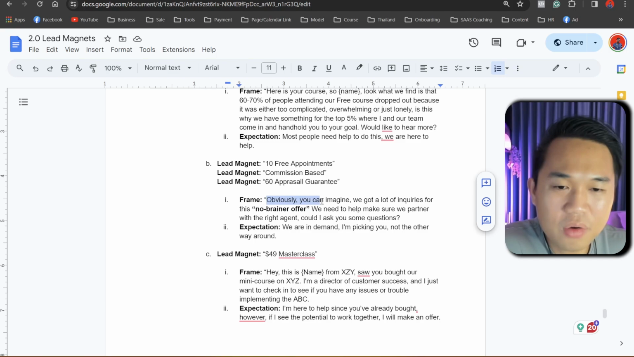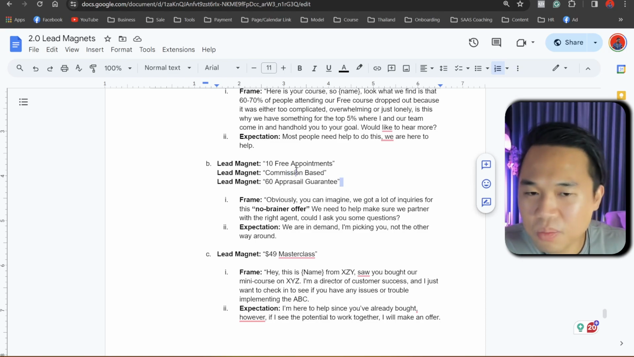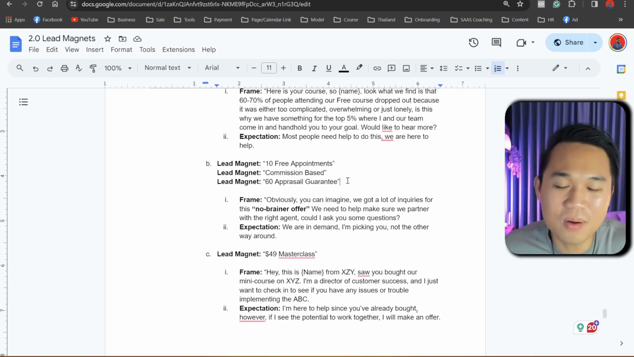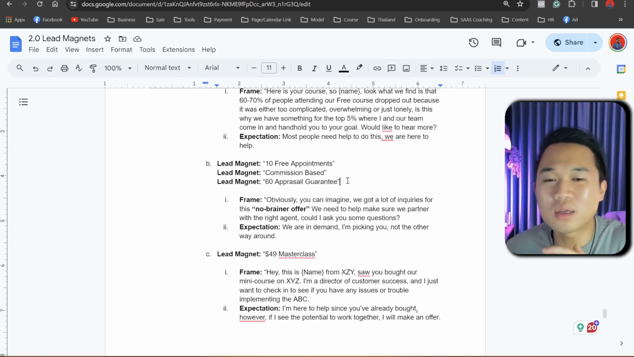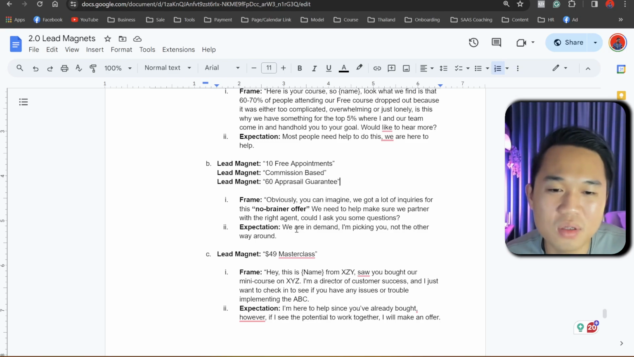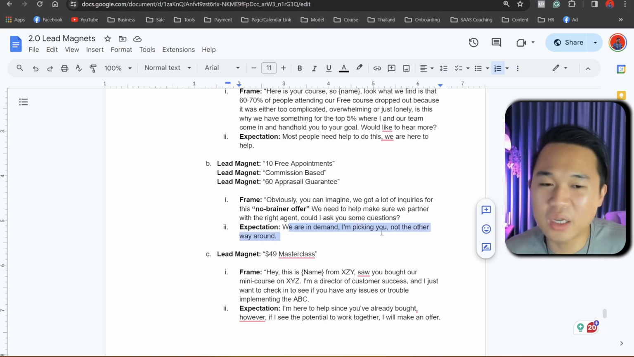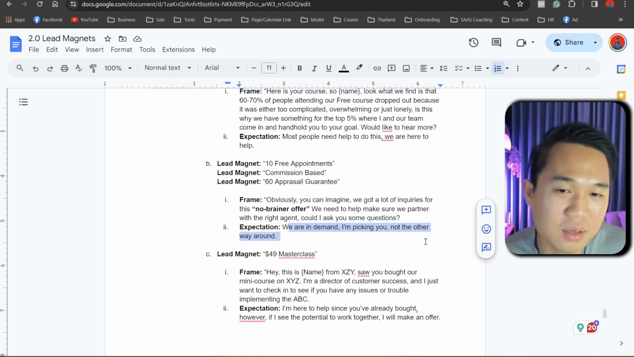The frame is the same. Obviously, you can imagine getting a lot of inquiries because it's a no brainer. So we need to make sure that we partner up with the right agent. So, can I ask you some questions? These are an irresistible lead magnet and an irresistible offer. Just because we get a lot of inquiries from this, we can position that we are in high demand. I'm picking you, not the other way around. So you need to understand this frame.